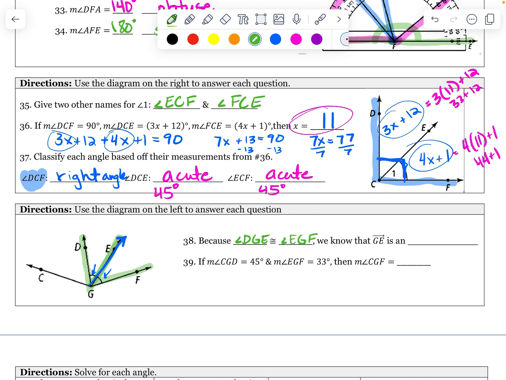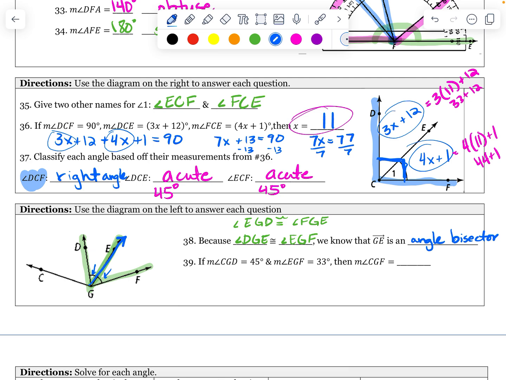Remember, you can flop the outside letters. So if you had said E, G, D is congruent to F, G, E, that's completely fine, or any combination thereof. We know that GE, so in order to cut something in half, you have to be a bisector. It is an angle bisector. It is cutting an angle in half, it is bisecting.